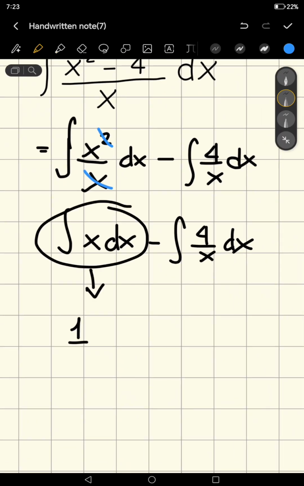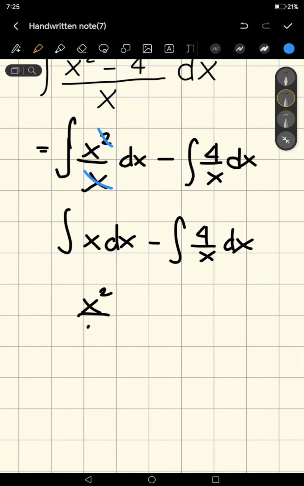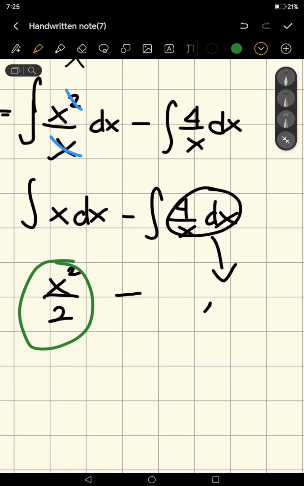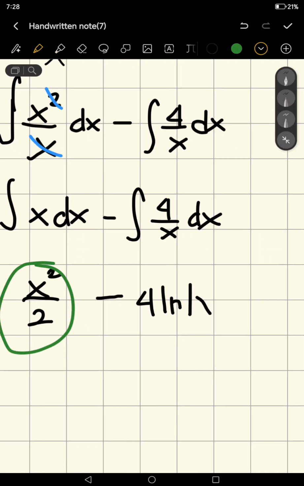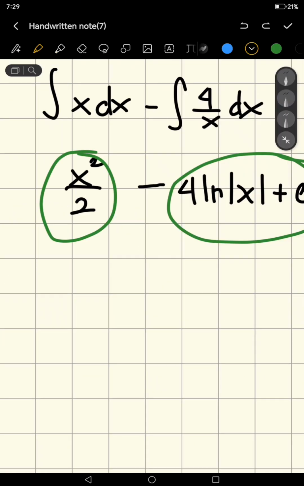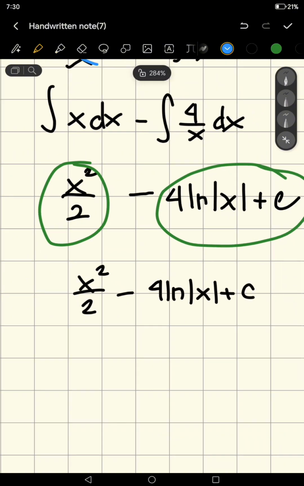The integral of x dx is just simply 1/2 of x squared or just simply x squared over 2. Then logarithmic rule lang sa 4 over x times dx guys. So this will become 4 ln of x plus c. Then the final answer is just simply x squared over 2 minus 4 ln of x plus c. And that's the final answer.